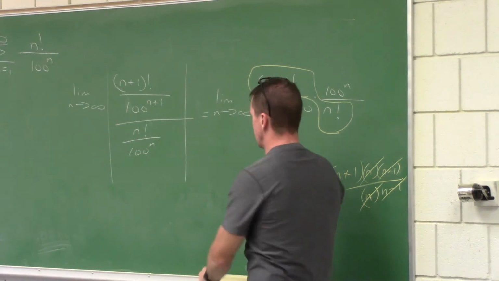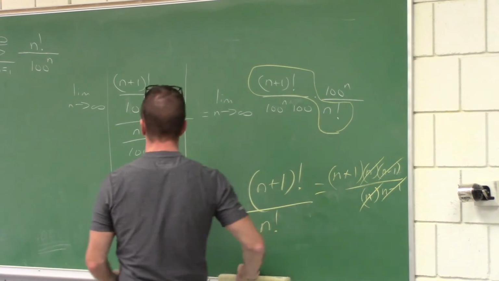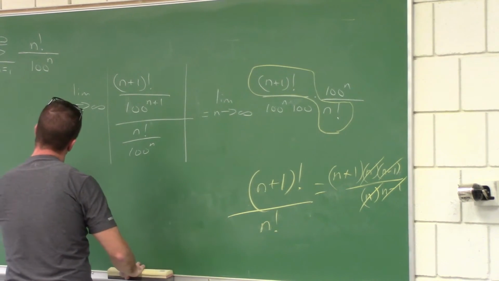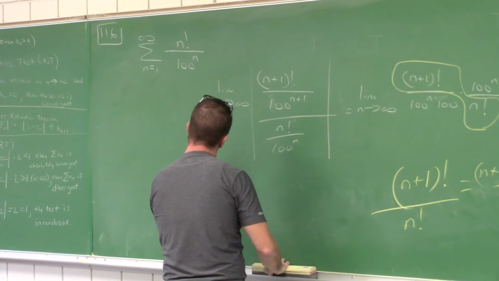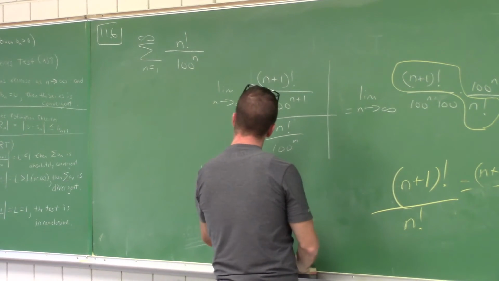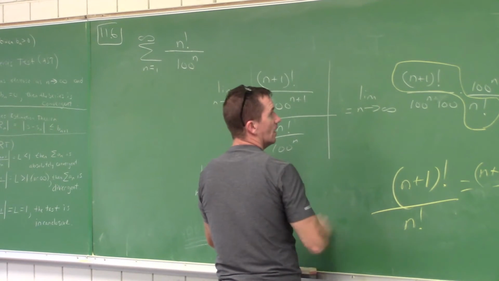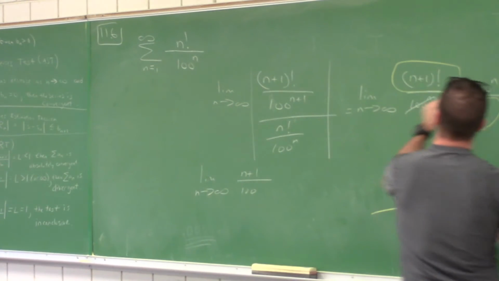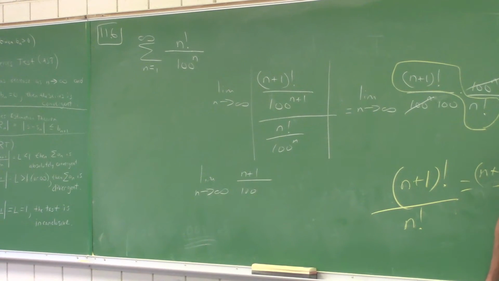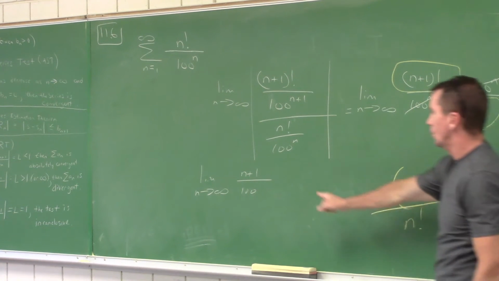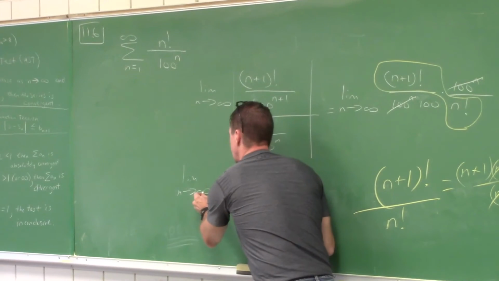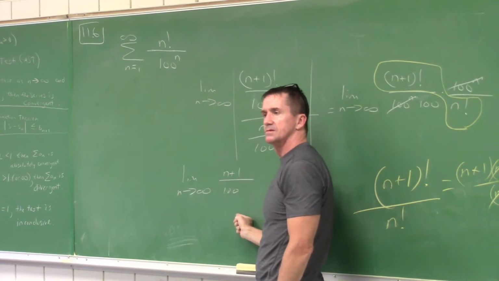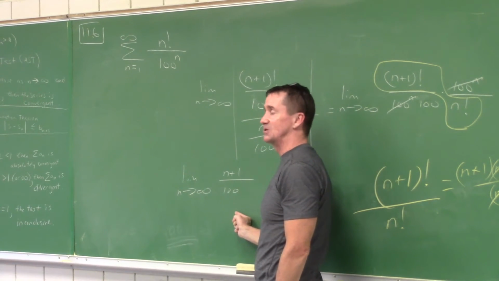So let me rewrite all this. What do I now have? Keep it nice and neat. I now have the limit as n approaches infinity of n plus 1 all over 100, because this cancels. Does anybody know that limit? What's the limit as n approaches infinity of n plus 1 over 100? That's heading towards infinity, right?